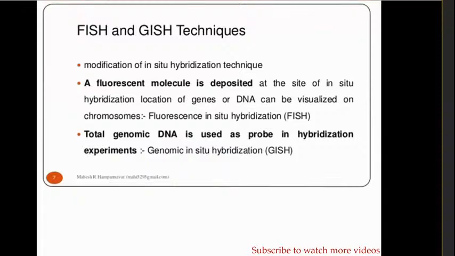And then another important technique is FISH and GISH. FISH means fluorescence in situ hybridization. Then another one is genomic in situ hybridization. In situ hybridization is a modified technique. In situ hybridization means the location of the gene or DNA is visualized on the chromosome. The chromophores, all fluorescence molecules, allow us to detect the fluorescent molecule deposit that happens in fluorescence in situ hybridization. The other, genome hybridization, is used in genomic in situ hybridization.